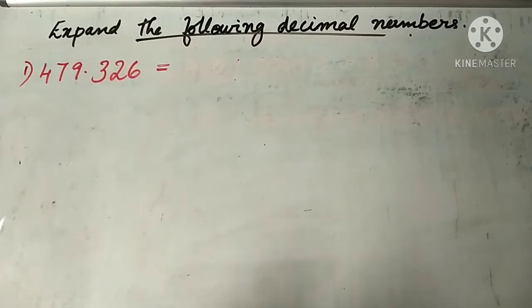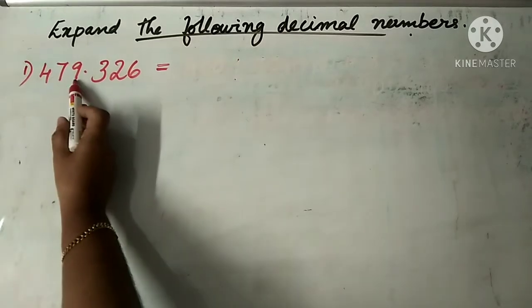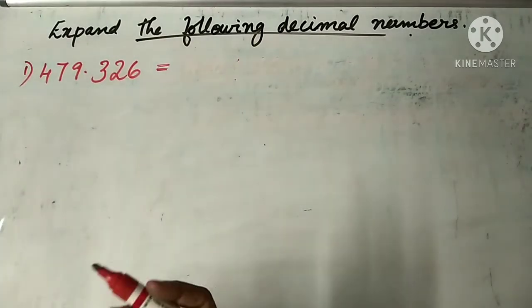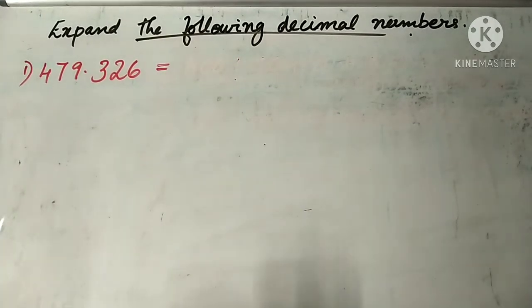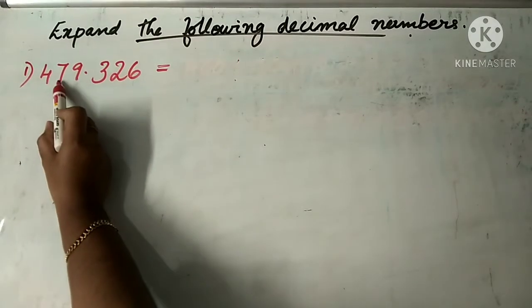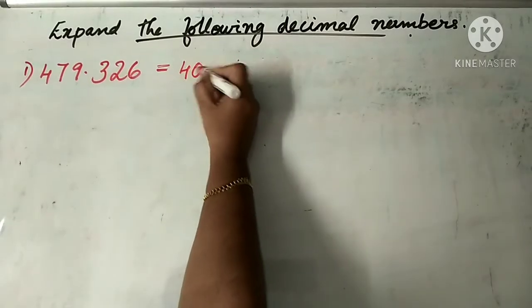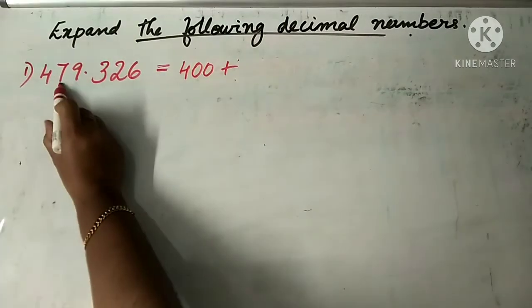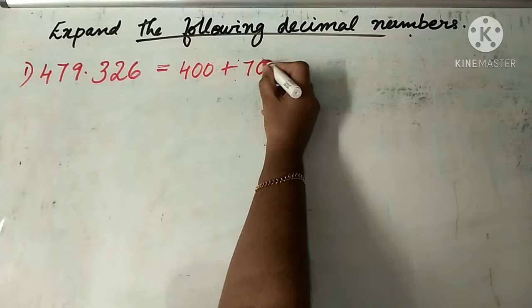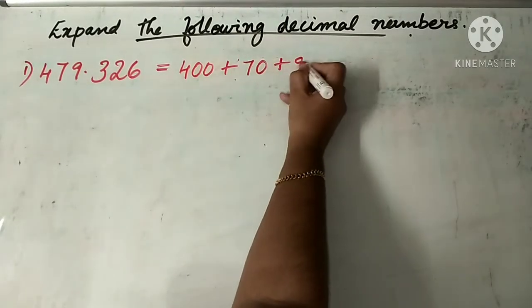First question is 479.326. The number before the decimal point is expanded as we expand a whole number. We know how to expand the whole number. Ones, tens, hundreds. 4 is in the hundreds place. So 400 plus 7 is in the tens place, 70 plus 9. Okay.